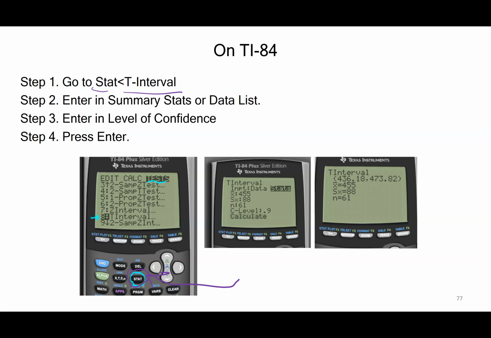There are a few options. You can put the entire data set in and tell it, okay, make a t-interval using this list. Or you can give it summary statistics. So you have to tell it, well, here's my x bar, here's my s, here's my sample size. This is my confidence level, so that's the same as 0.90. And then calculate. And then it'll give you right here.